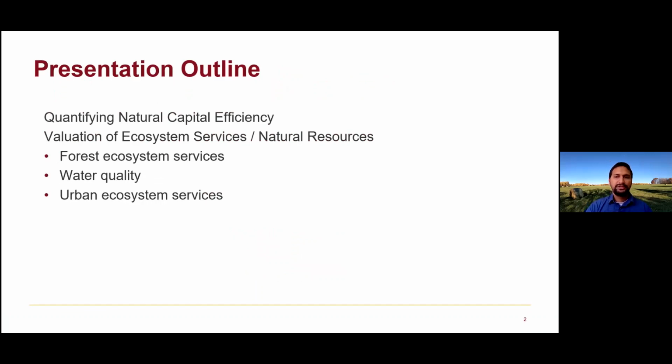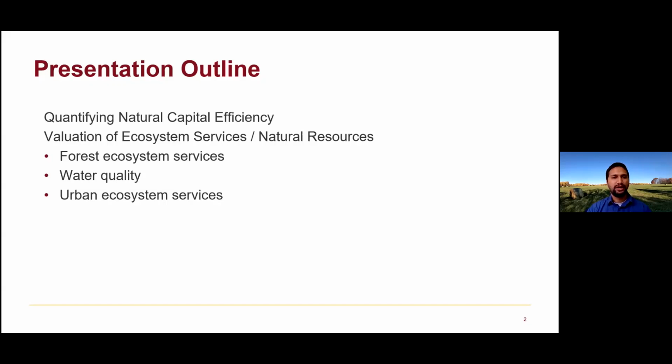So today I'll be mainly sharing my experience working as a postdoctoral associate in this field. In today's presentation, I will be mainly focusing on two broad groups of projects that I'm involved in. One of them is quantifying natural capital efficiency. What that basically entails is doing a global scale analysis of some of the natural capital or natural resources and finding out how countries are doing in terms of efficiently using their natural capital.